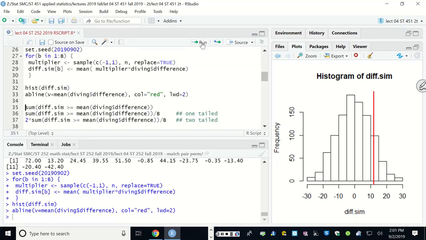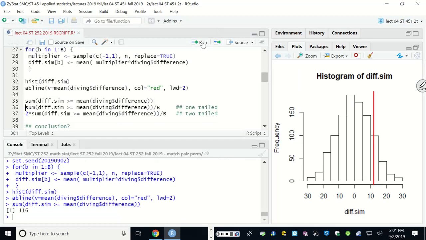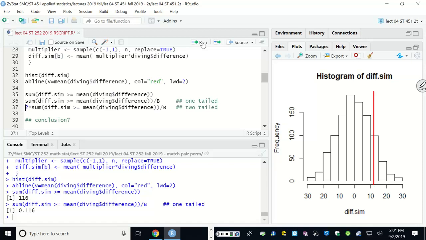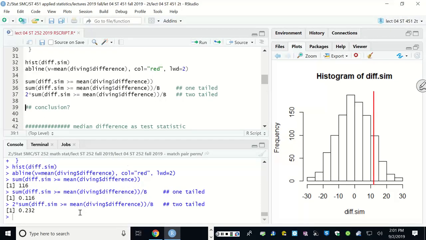No. It's not exactly at 0, right? But even if the null hypothesis were true, if it really was 0 difference, just by randomly picking, we could have easily got something at this point or bigger, right? It's positive, so I'll do it this way. We got 116 out of 1,000, right? So 0.116. If you double that, it's 0.232. Right? So if the alternative hypothesis is just that it's different somehow.